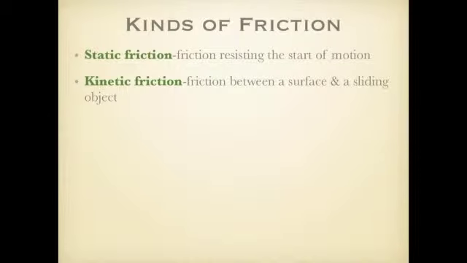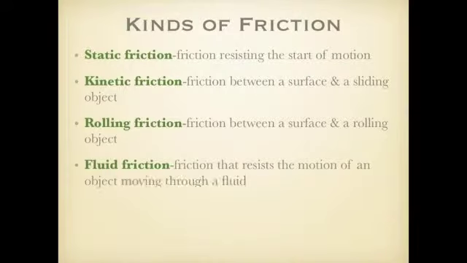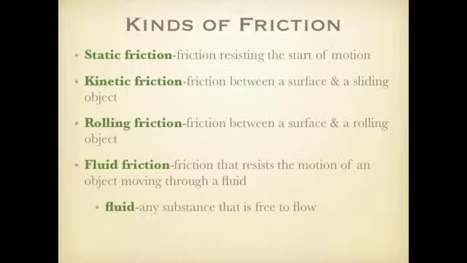The second type is kinetic friction. We know that kinetic means movement. So this is the friction between a surface and a sliding object. The third type is rolling friction, and oddly enough, it's friction between a surface and a rolling object. And lastly, we will look at fluid friction, which is friction that resists the motion of an object moving through a fluid. So what's a fluid? Well, I'm glad you asked. A fluid is any substance that is free to flow, such as gases and liquids.